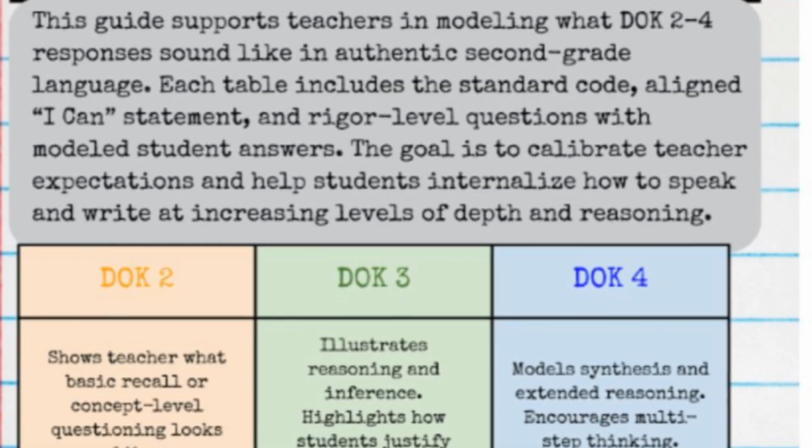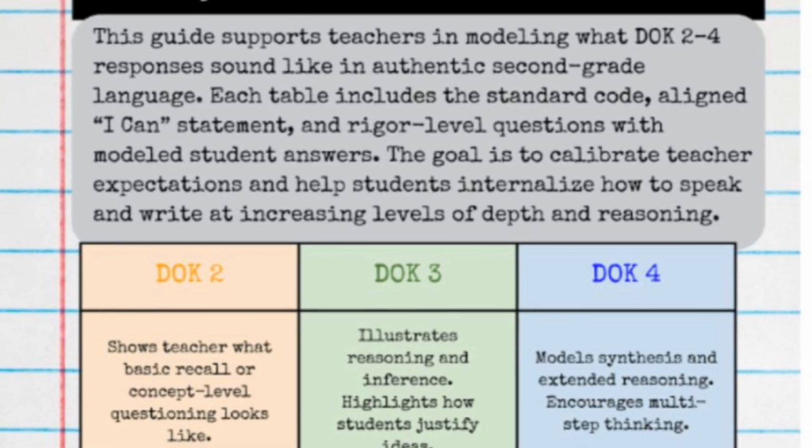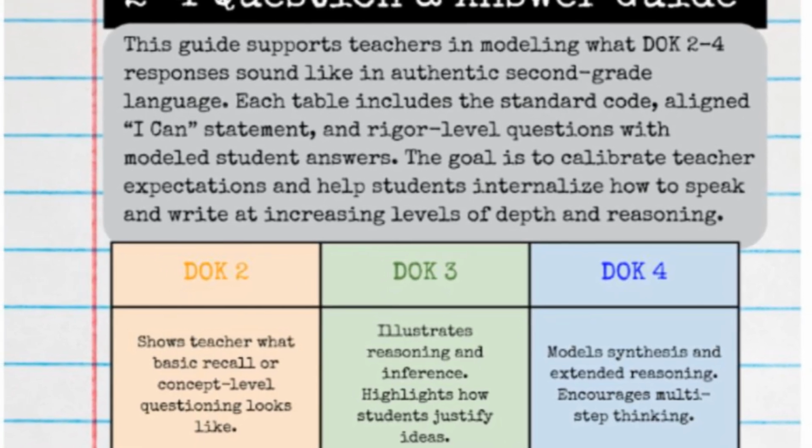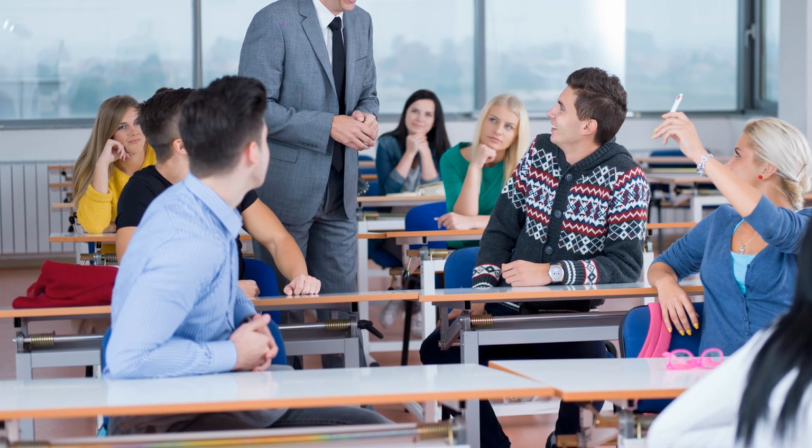The DOK 2 through 4 Question and Answer Guide is more than a planning tool. It's a conversation framework. It helps teachers model curiosity, structure discourse, and make thinking visible. When paired with Notice and Note, it transforms questioning from a teacher-driven activity into a student-owned process of noticing, wondering, and reasoning. By integrating these practices daily, we don't just teach reading. We teach students how to think deeply about text and talk about their ideas with purpose.